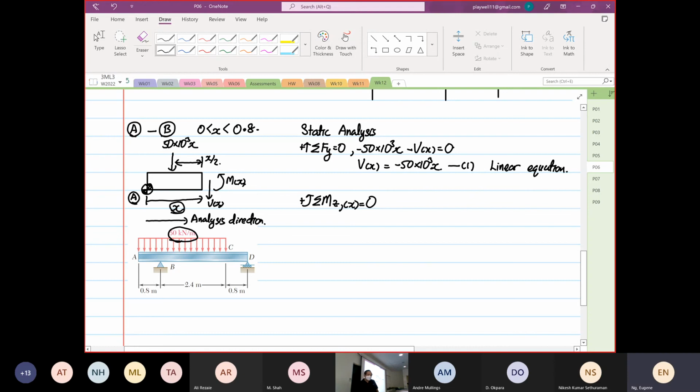So where are we taking our moment? We are taking a moment at the dot that I'm drawing the circle on now, where I'm highlighting now. This is where we take our moment. Okay, and then from here, we can determine our moment equation. So the 50 times 10 to the power 3x is going in an anti-clockwise direction. So 50 times 10 to the power 3x multiplied by x over 2, right? Plus M as a function of x is equal to 0.